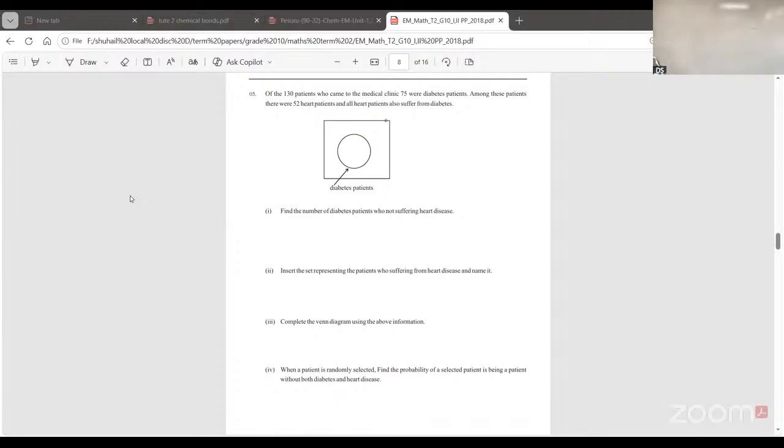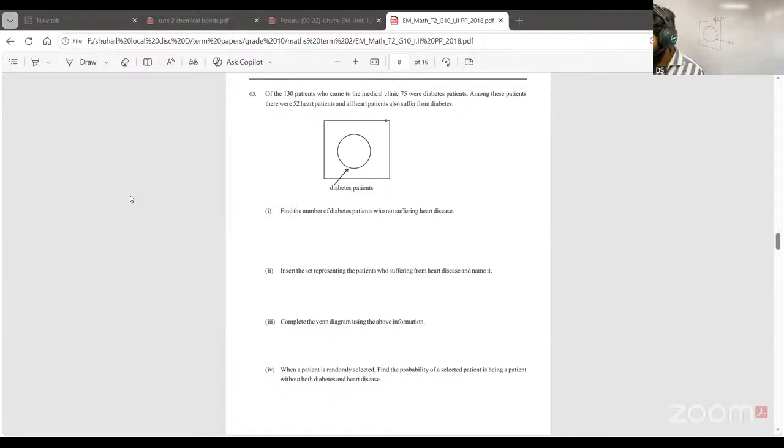Let's do it like this. Now, children, this is a clinic. In this clinic, they have marked this as the diabetes patients. DP will be diabetic patient. Then they said there are 130 patients, so 130 I have to mark as the universal set. There are a total of 130.